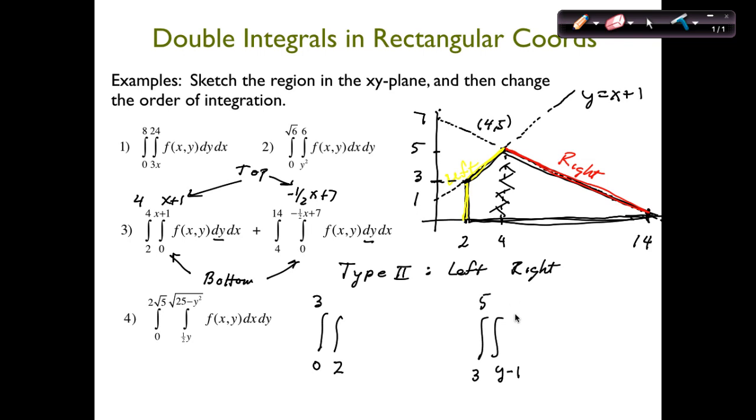And then we said the right side is always the same. So for the right side, that's always going to be what? Negative 2y minus 7. Is that right?